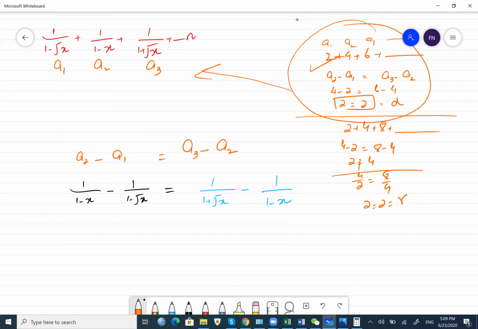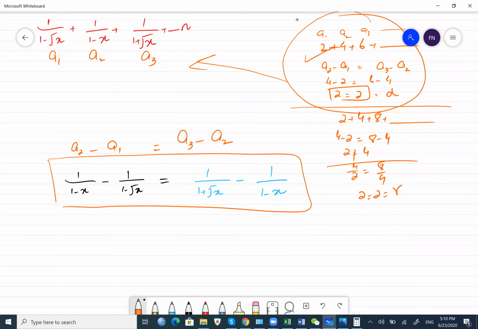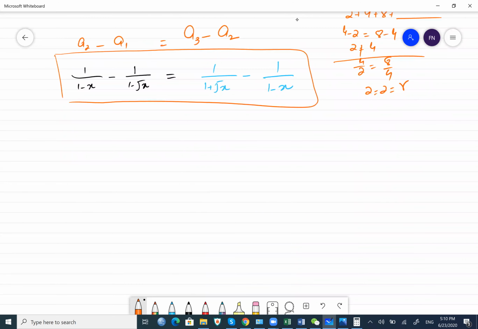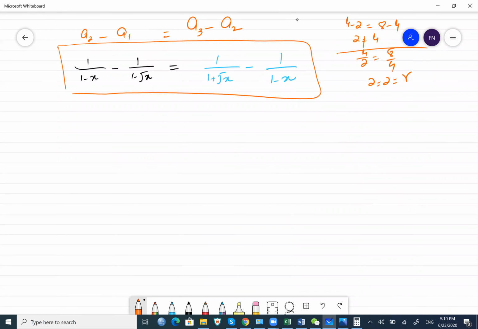No, yeah, I understand this. I just don't understand the x and the one take away radical x. Oh, I will deal with that later. So far, did you understand the concept? Why did I write it in this form? Yeah, I get it. I understand why you do A2 minus A1, because that's what you were doing before with the 4 over 2 and 8 over 4. Exactly.